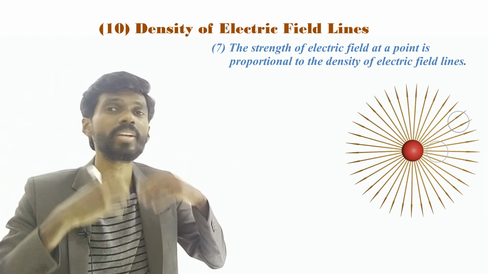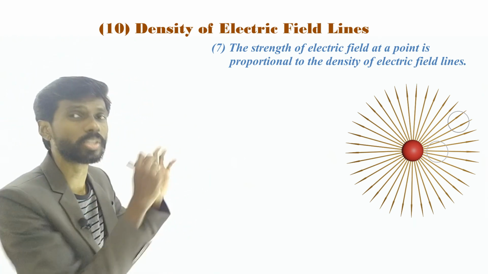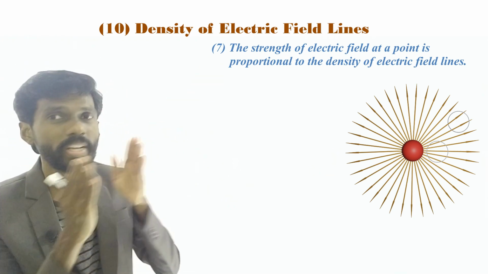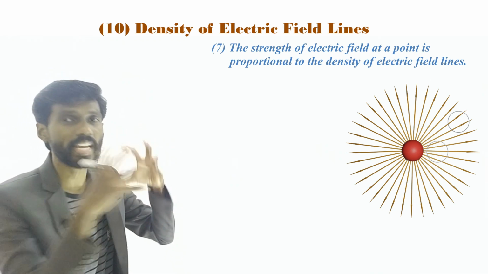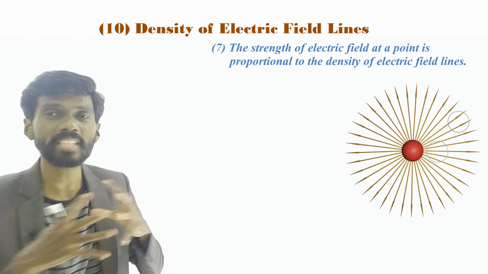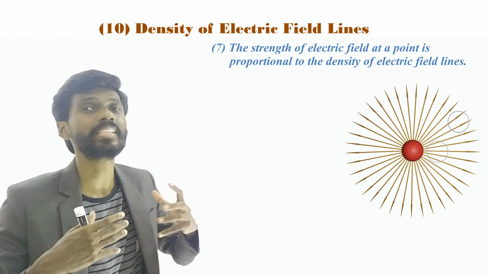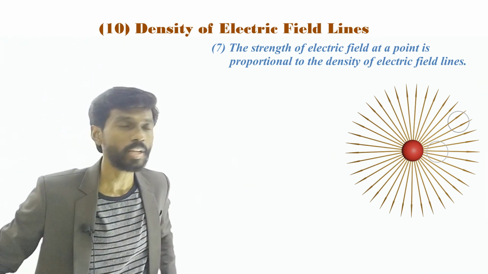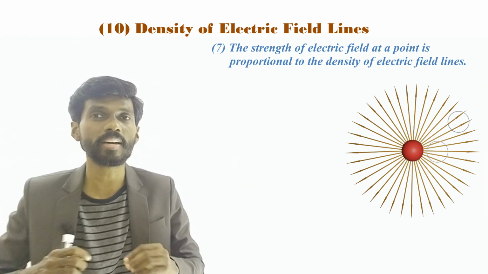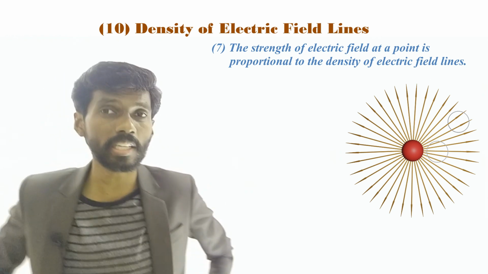So that means the electric field strength is more at a point closer to the charge. If you get farther from that charge, the electric field lines are not very close to each other, so it is not very dense. So that means the electric field is weaker there. Do you understand? So the denser the electric field lines are, the more is the electric field strength. So this is one point: the strength of electric field is proportional to the density of the electric field lines.